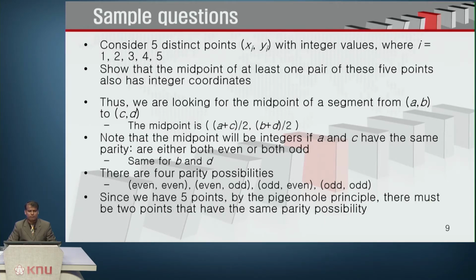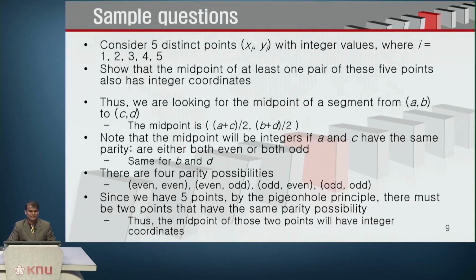Since we have 5 points, by the pigeonhole principle there must be 2 points that have the same parity possibility. So the midpoint of those 2 points will have integer coordinates, in generalized form.